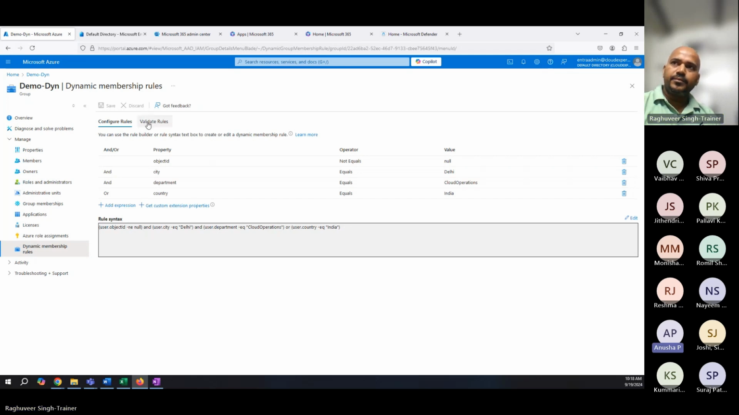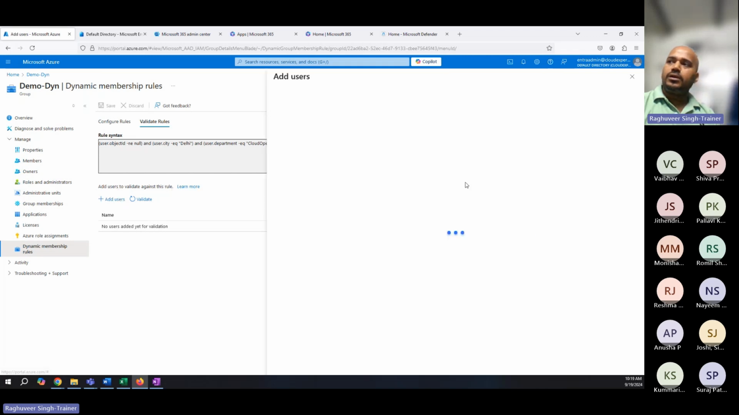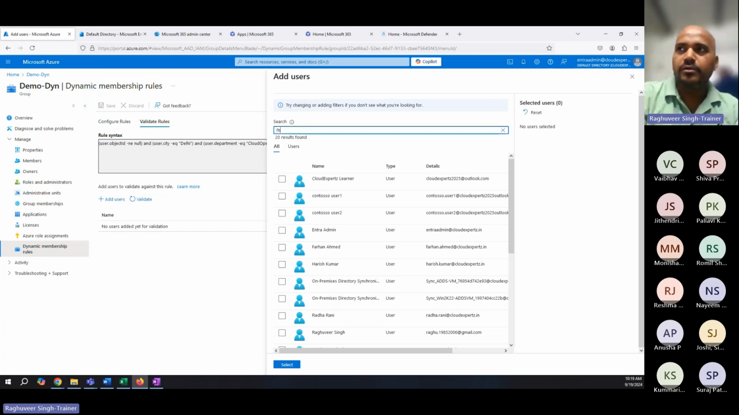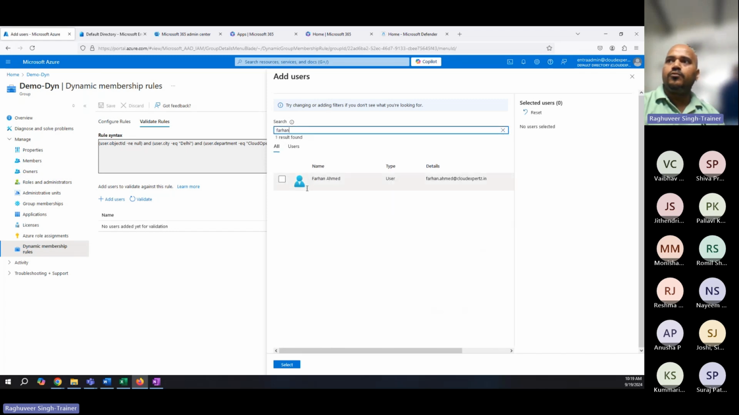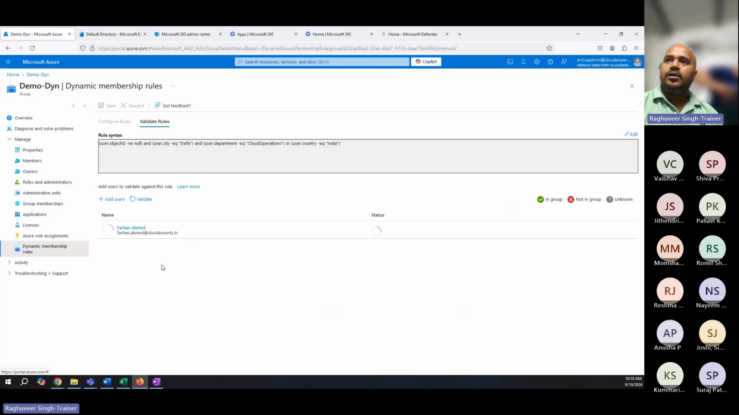You can also validate the rule here. This is how you can validate the rules. You can see here, add users to validate against this rule. For example, I will add a user. I will check why Farhan is not coming here. So there is an option. I'll look for Farhan Ahmed, and select. So I've added Farhan and it says view details. So I will validate Farhan.